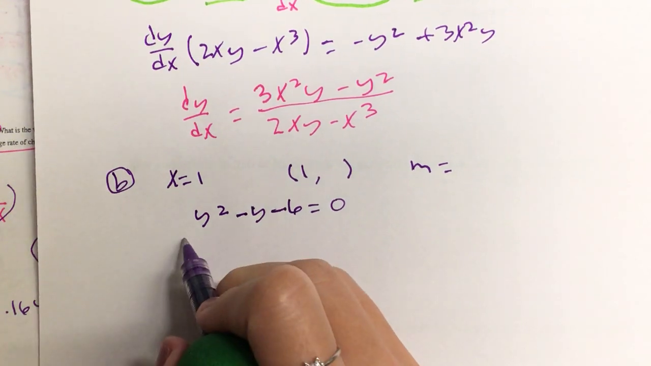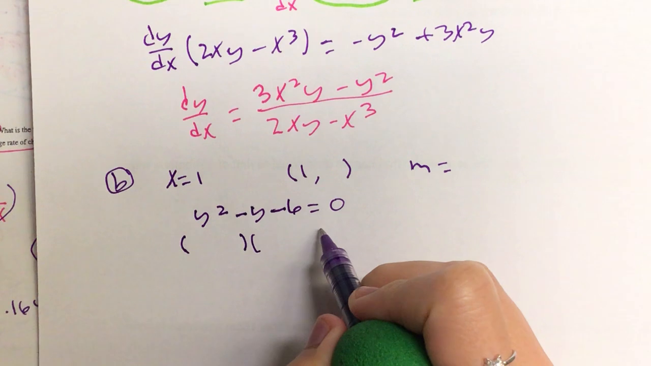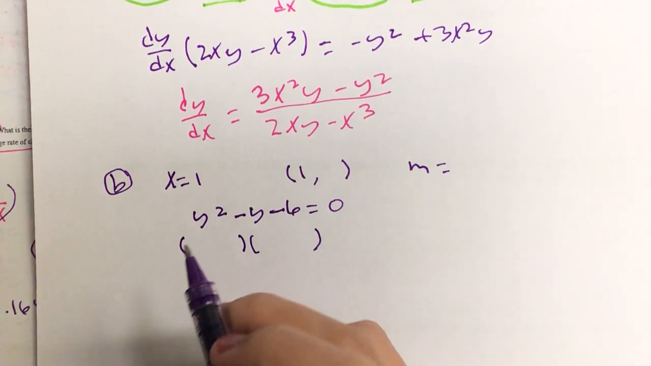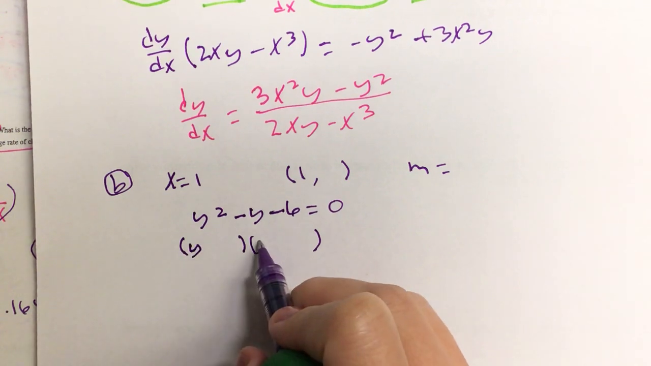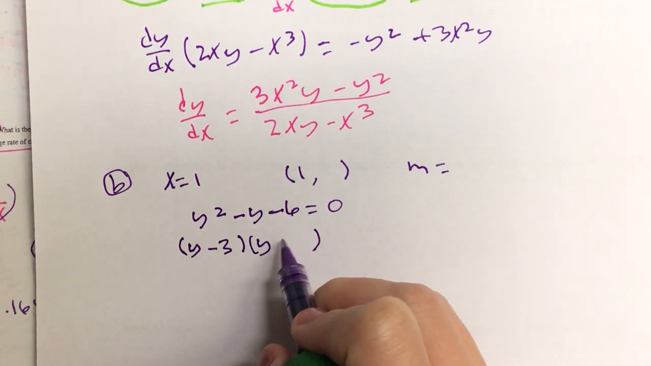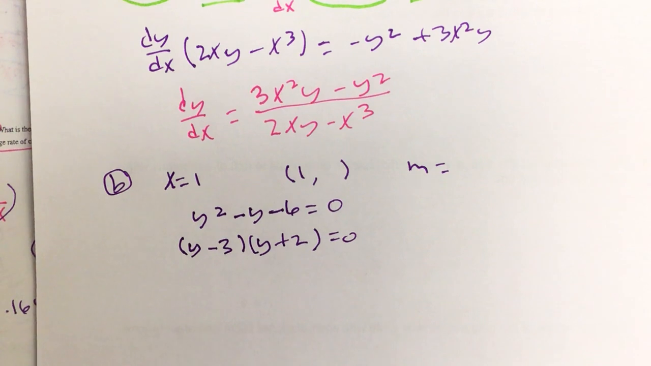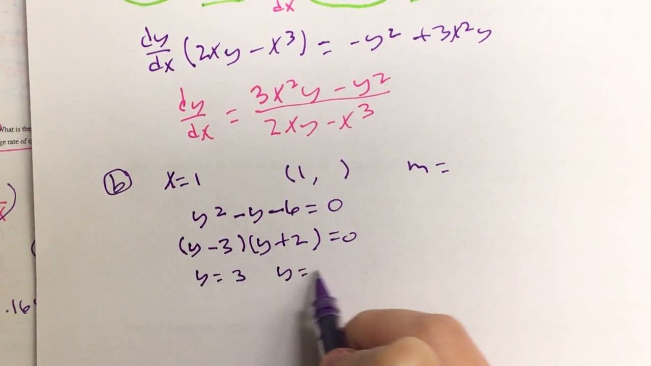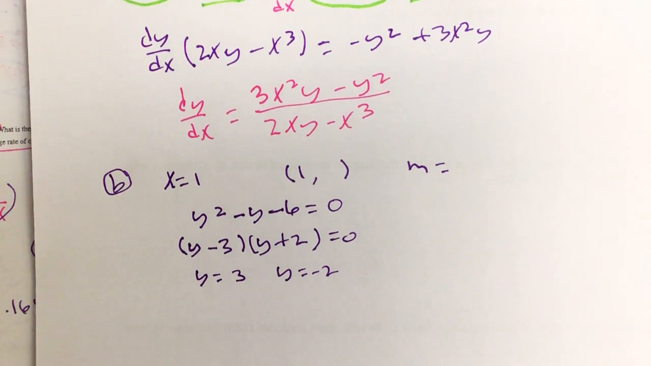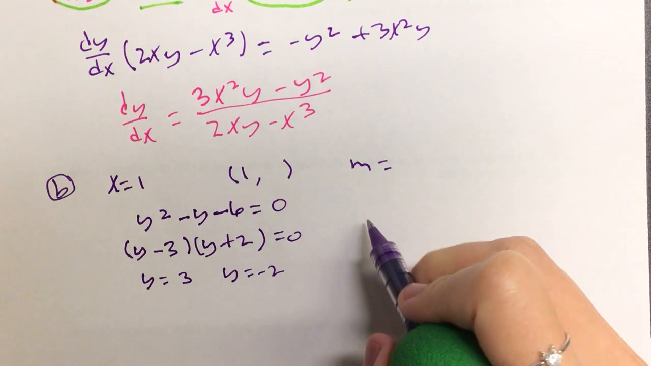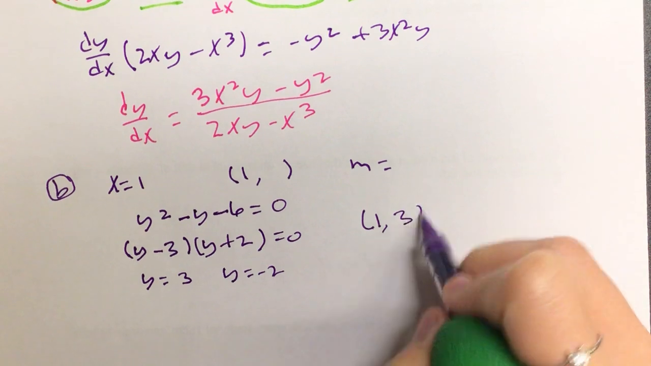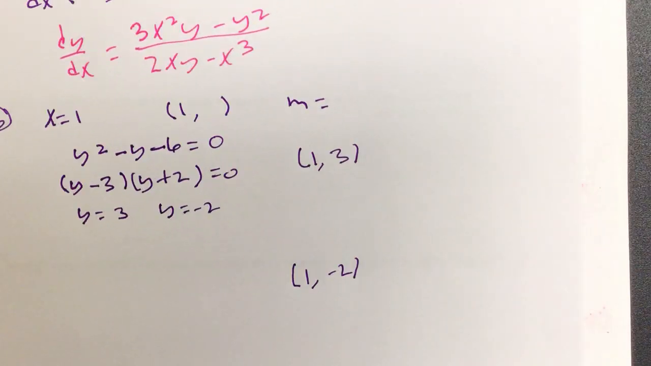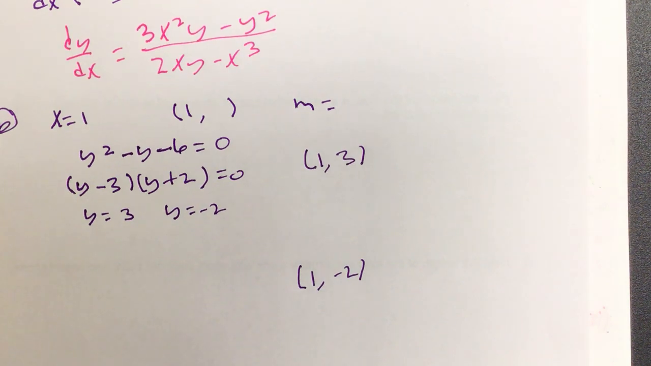And then let's factor. Give me two numbers that will satisfy the product of negative 6 and combine to get negative 1. Y minus 3 and y plus 2. So that means we have two scenarios. Y could be 3 or y could be negative 2. So I'm going to write on here, let's do one with (1, 3). Let's do another one with (1, -2). Good on that so far?